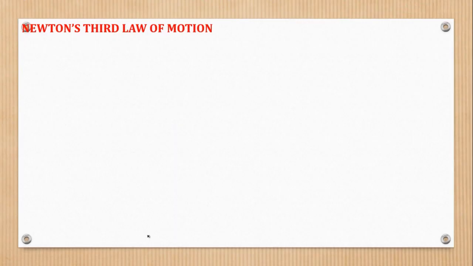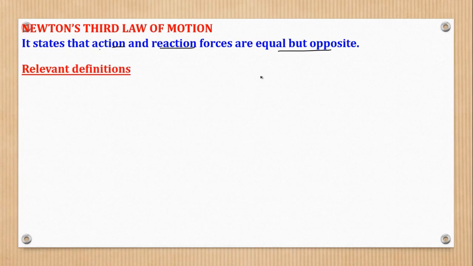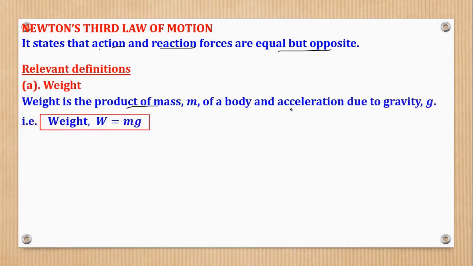Now we shall go to Newton's third law. Newton's third law states that action and reaction forces are equal but opposite. And the definitions we need, one will be weight. Weight is the product of the mass of a body and acceleration due to gravity. So g is acceleration due to gravity, therefore weight is equal to mg. Therefore, if you know the mass in kilograms, you can get weight by multiplying by acceleration due to gravity.